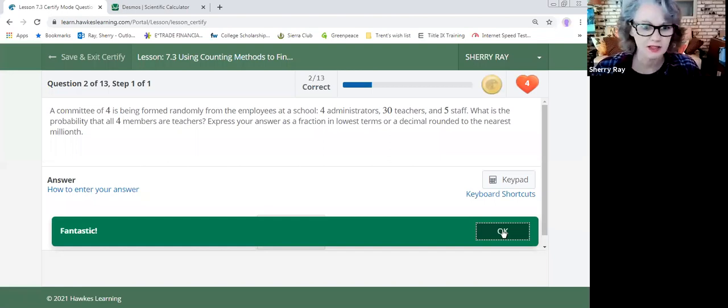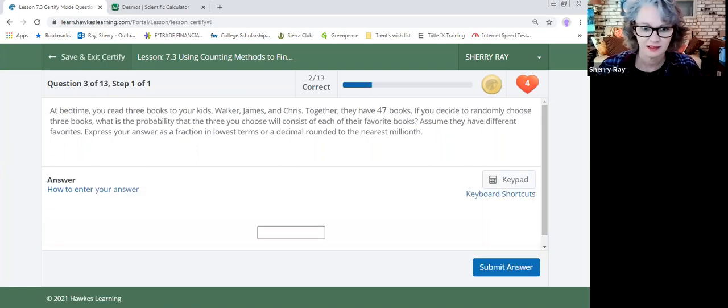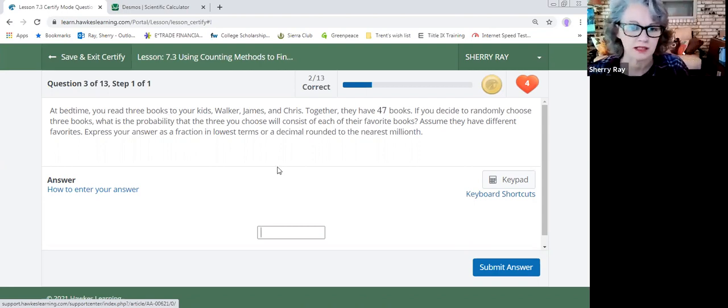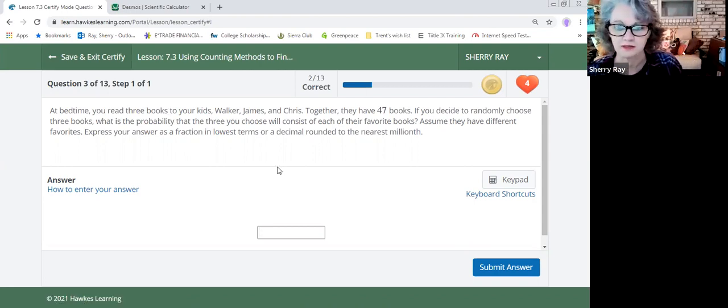Okay, on our next problem, at bedtime, you read 3 books to your kids, Walker, James, and Chris. Together they have 47 books. If you decide to randomly choose 3 books, what is the probability that the 3 you choose will consist of each of their favorites? Now, each kid has their own favorite book, okay? And I'm assuming they each have different favorites. I believe that's what it says.